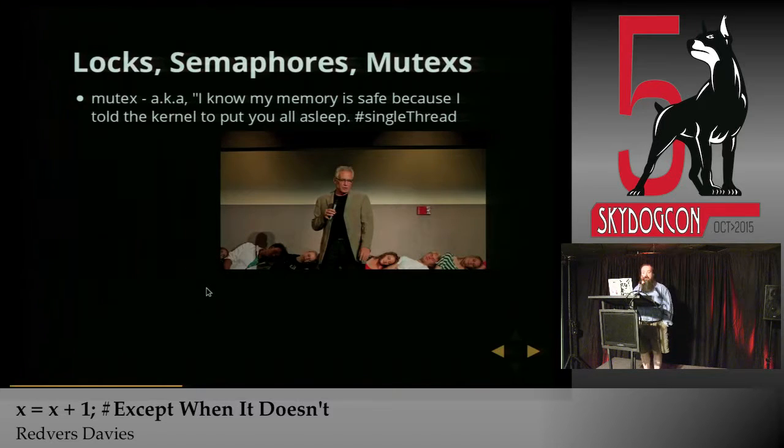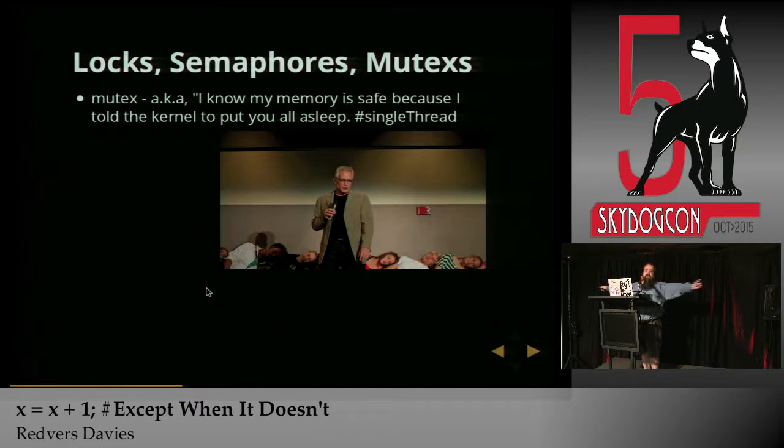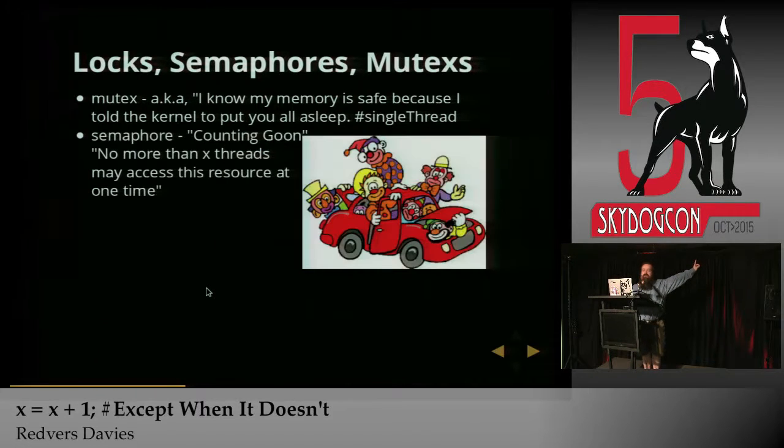So we solved the problem. We used locks, semaphores, and mutexes. Mutexes is, I'm safe because I'm telling everyone else to go to sleep. Well, is that really scaling? Is that really doing things in parallel? No. All you're doing is telling everyone else to stop working, so it's still only one thread of execution.